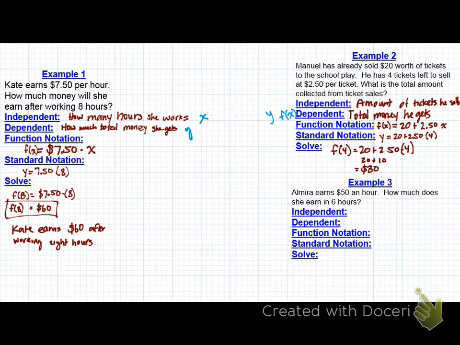Okay, so let's start with the dependent variable. What is dependent on the other? It's how much she actually gets. Oh, sorry about that. So we're going to write down the total amount she gets again.